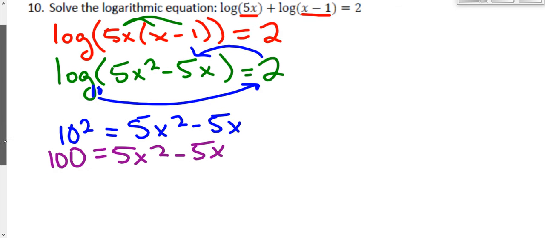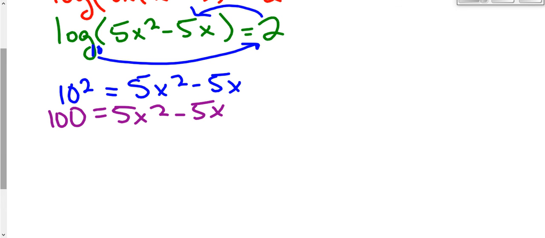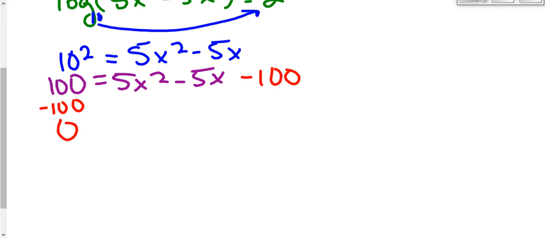And if I want to solve this, since we have this x squared and this x, and x is in more than one spot and it's not to the lowest power possible, I am going to have to factor before I can solve. The only way that factoring is helpful is if my equation's equal to 0, so I can use the zero product property. So I'm going to subtract this 100 from both sides to get everything on one side. I end up with 0 equals 5x squared minus 5x minus 100.